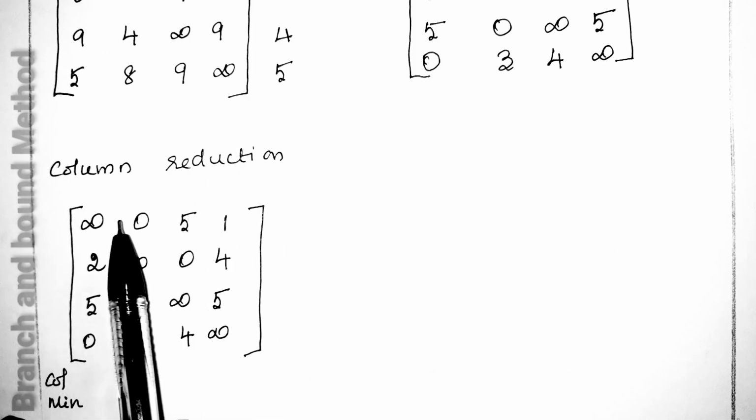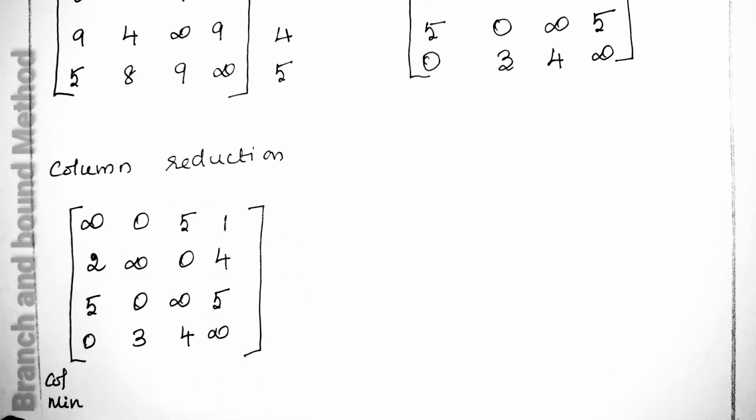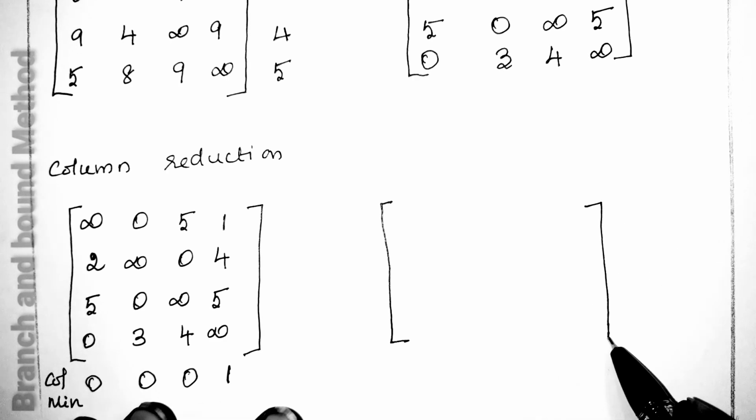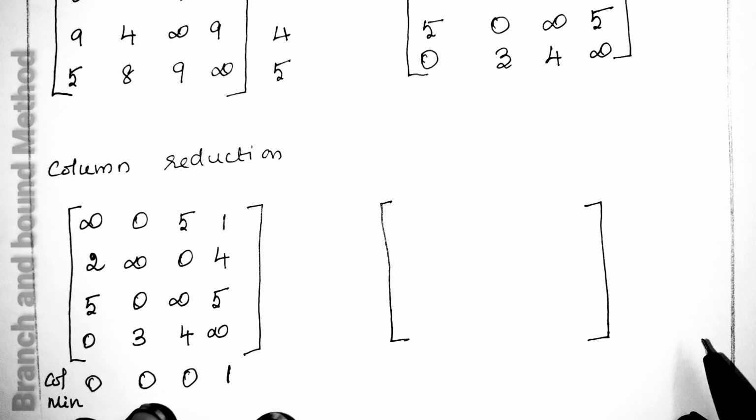Next step, column reduction. Select the least element from each column and subtract it from all the elements in that column. In the first column, the least number is 0. Second column, the least number is 0. Third column, the least number is 0. Fourth column, the least number is 1. With the minimum element you subtract all the other elements.